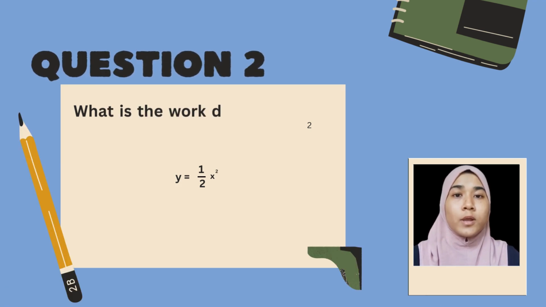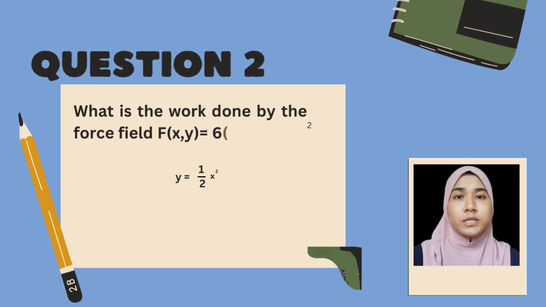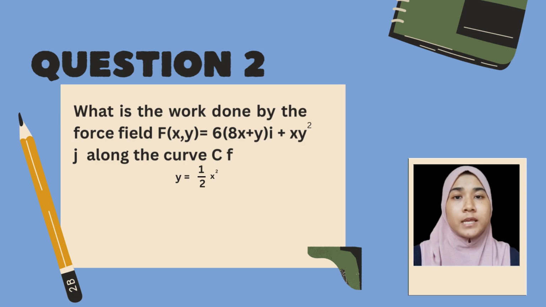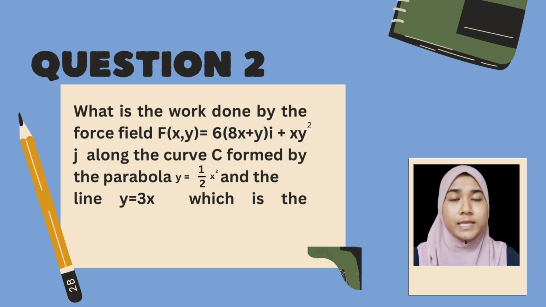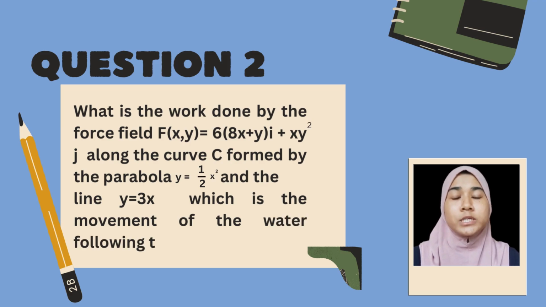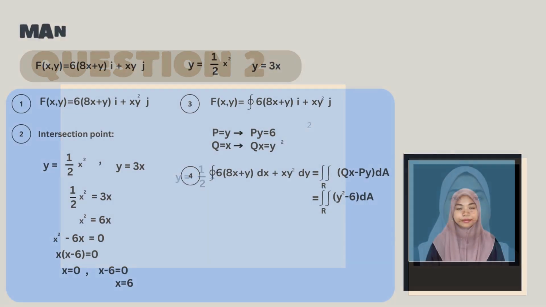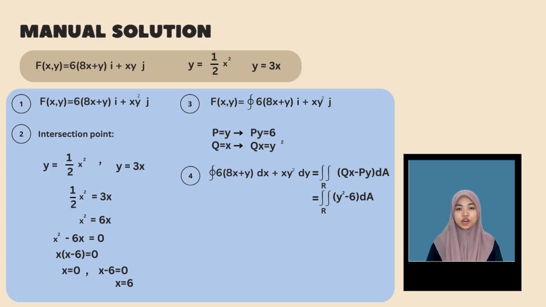For question 2, what is the work done by the force field F equal to 6 times (x plus y) i plus xy squared j along the curve C formed by the parabola y equal to 1 over 2 x squared and the line y equal to 3x, which is the movement of the water following the rock? Given the vector field and the equations of the parabola and the line, first rewrite the vector field, then find the intersection between the parabola and the line. After that, find the differentiation of P with respect to y, and we got 6, and find the differentiation of Q with respect to x, and we got y squared.